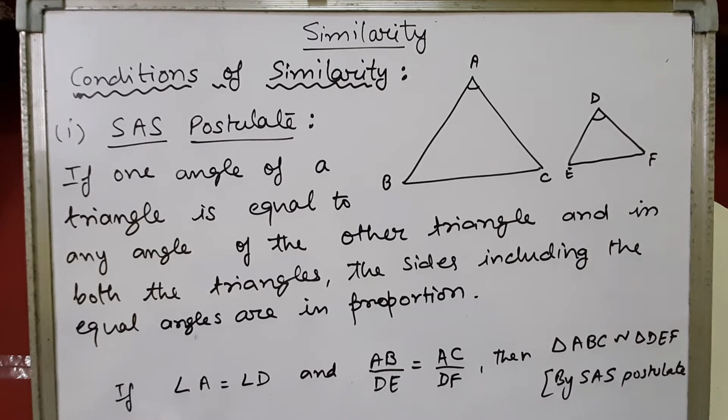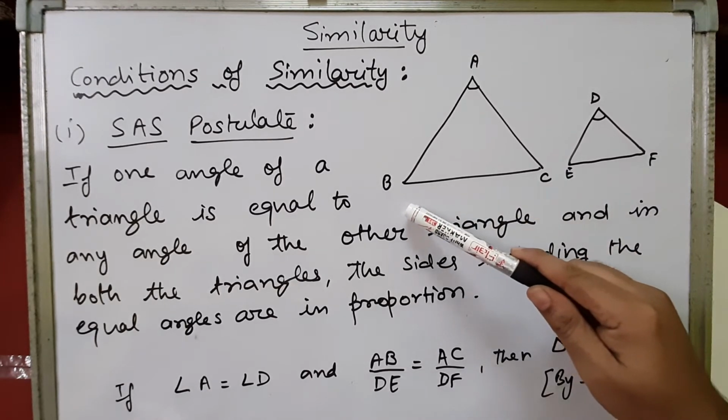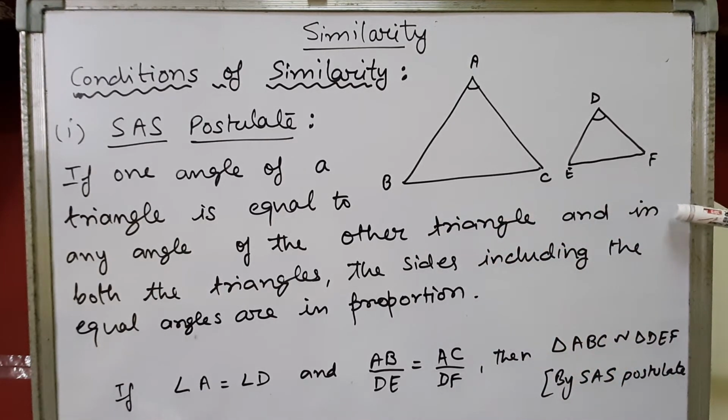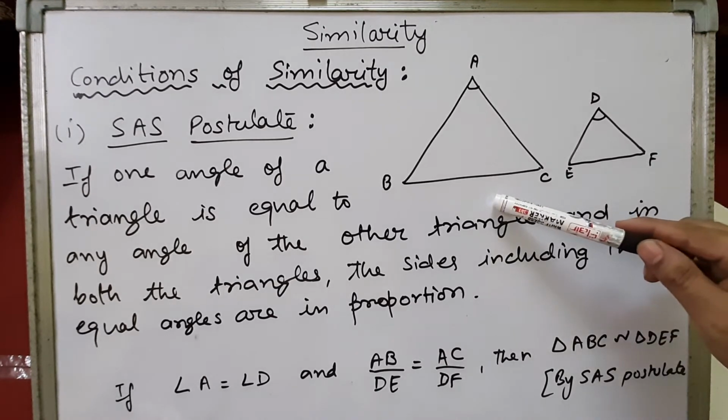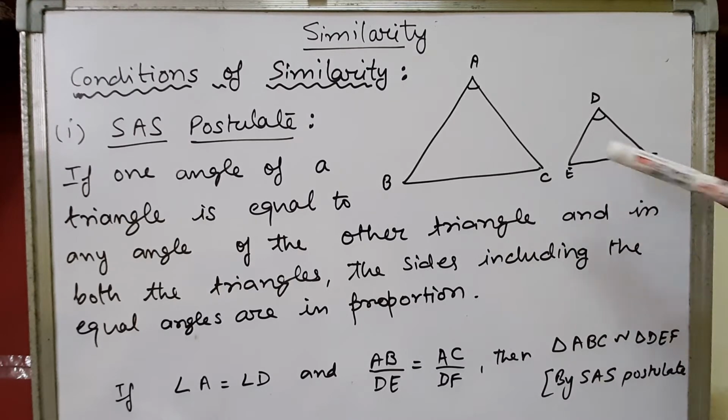In this it is given that if one angle of a triangle is equal to any angle of the other triangle, and in both the triangles the sides including the equal angles are in proportion, then we say that the triangles are similar. So I have taken here two triangles, triangle ABC and triangle DEF. In triangle ABC, angle A, and in triangle DEF, angle D, these two angles are equal.